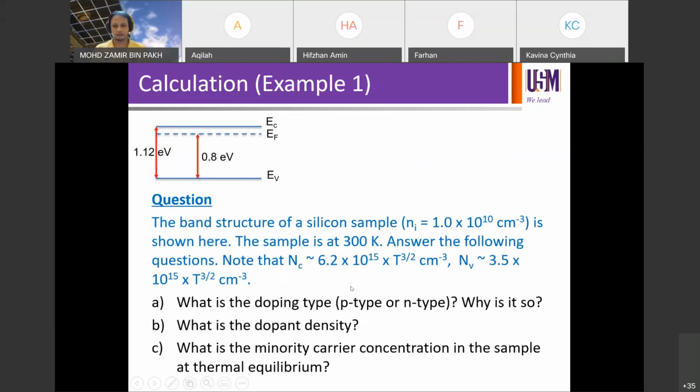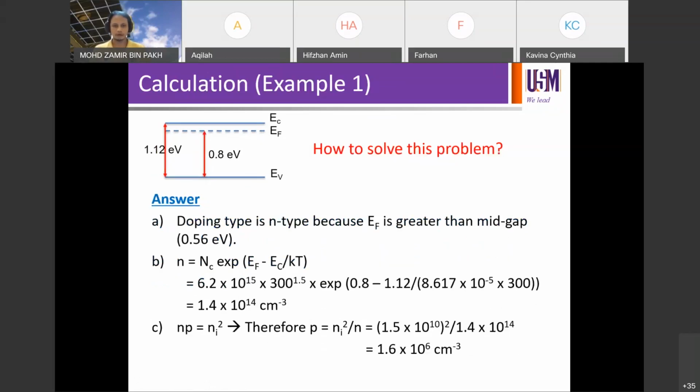What is the minority carrier concentration in the sample at thermal equilibrium? Minority carrier, how do we calculate that? What is the majority carrier now in this silicon? Electron, and the value of the majority carrier concentration is 1.4 times 10 to the 14 per centimeter cube of electrons as the majority carrier in your silicon now. So to be able to calculate your minority carrier, you just use the law of mass action, n times p equals ni squared.